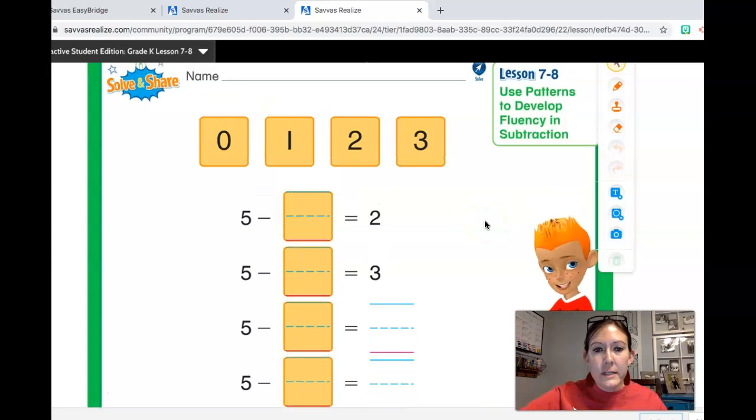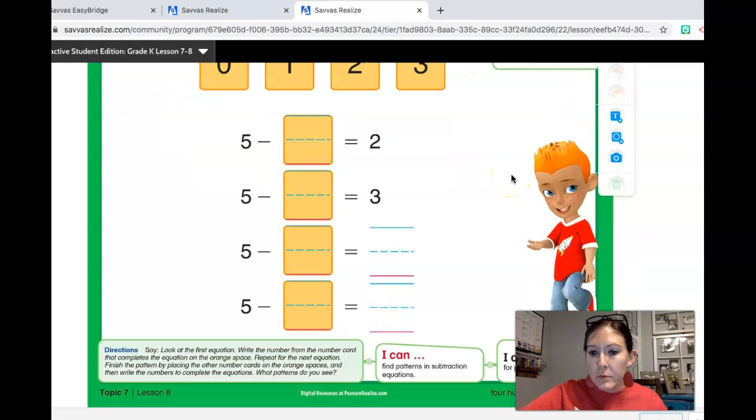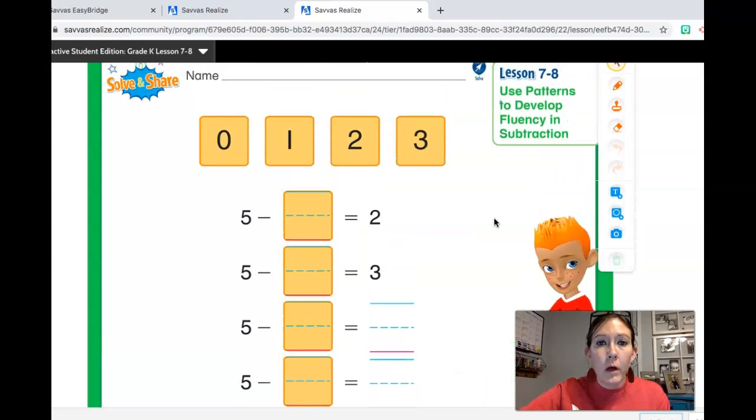Hey kiddos, for today's math lesson, you will need lesson 7-8. And down at the bottom, you will see that this can be found on page 407. You will also need either a pencil or a crayon. You can choose whichever writing utensil you prefer.